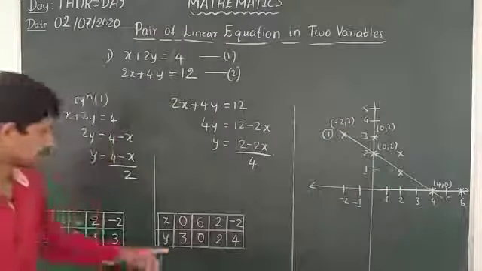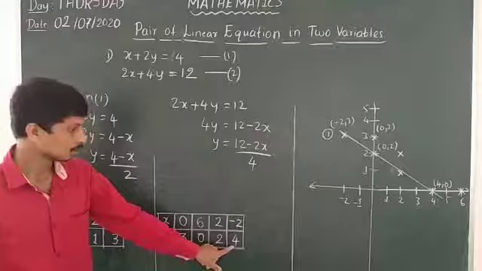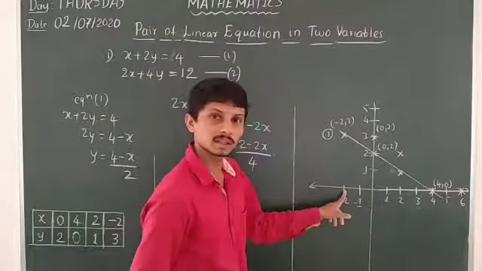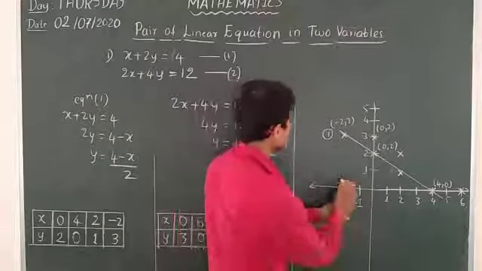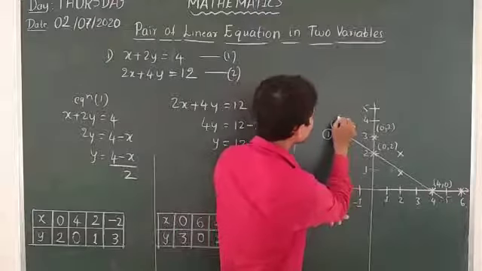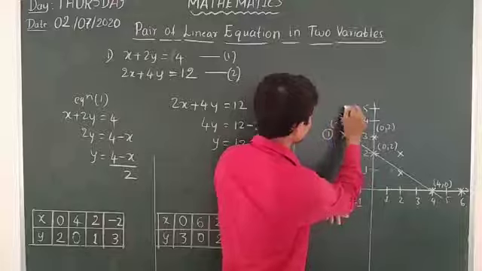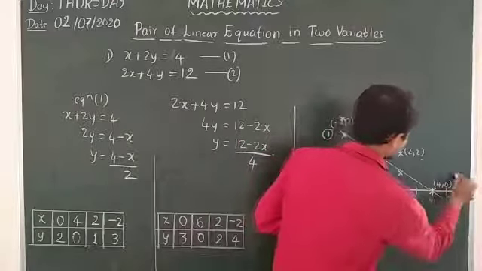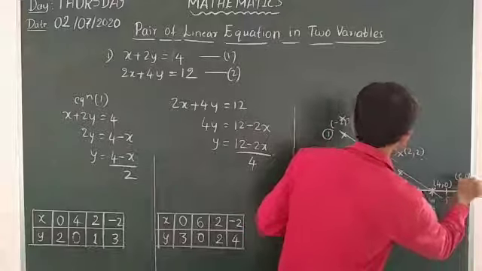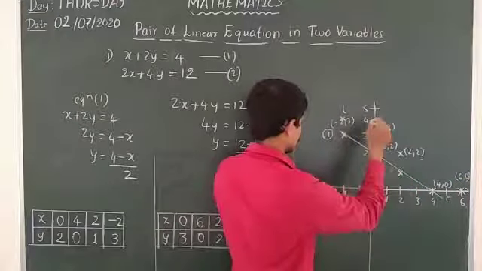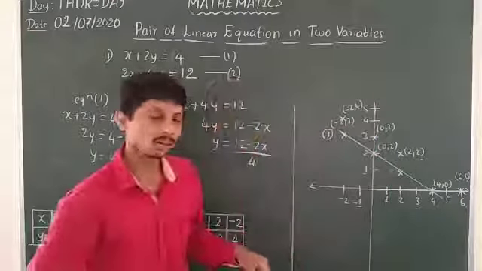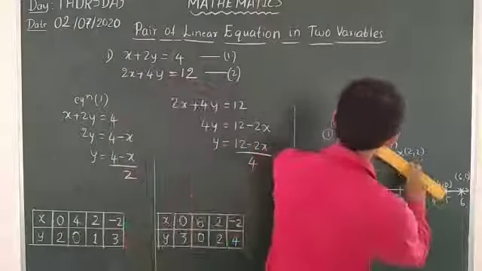Then the next one, minus 2 comma 4. Minus 2 is here, the x coordinate is minus 2 and the y coordinate is 4. It is here. So here 2 comma 2 is there, here 6 comma 0 is there, and here minus 2 comma 4 is there. We have to join all those points with a line.